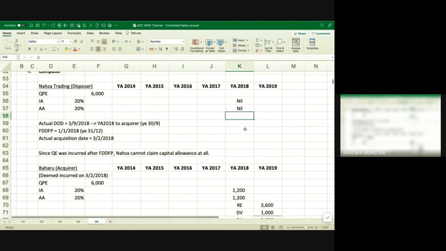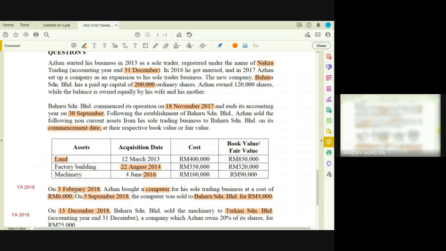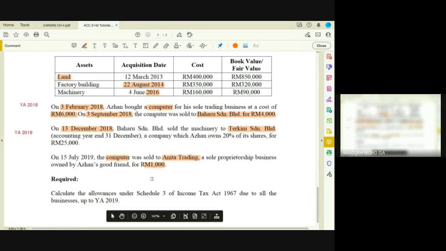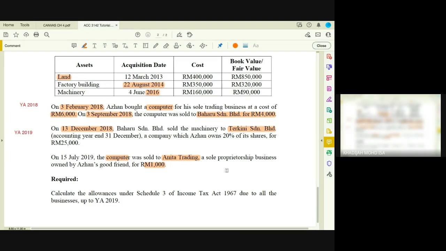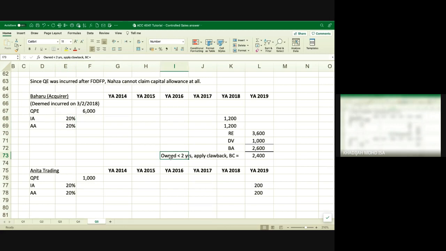So when we talk about everything, YA 2018 includes the initial allowance and the annual allowance. And then the computer, on 15 July, was sold to Anita for 1,000 in 2019. When you purchase, it's regarded on 3rd of September, and then you dispose on 15th of July. So because owned less than 2 years, they're going to claw back in 2019. Whatever that you have claimed, here 1,200 each. So the amount claimed is 2,400. That 2,400 becomes a balancing charge in the year of 2019. Why? Because within 2 years, disposal within 2 years without commercial justification. So you will have a balancing charge in YA 2019.